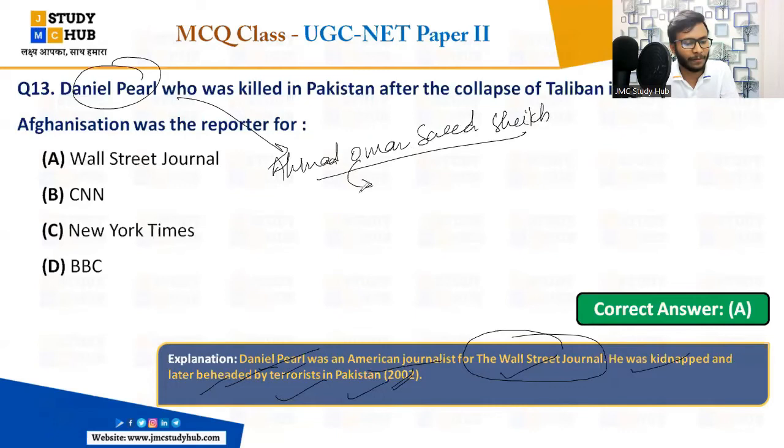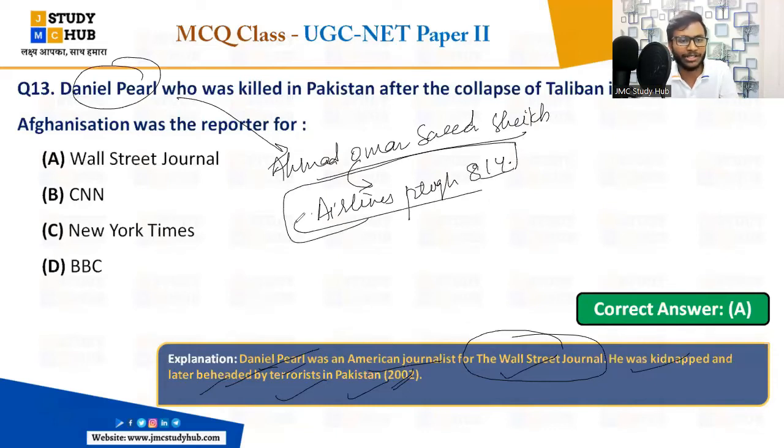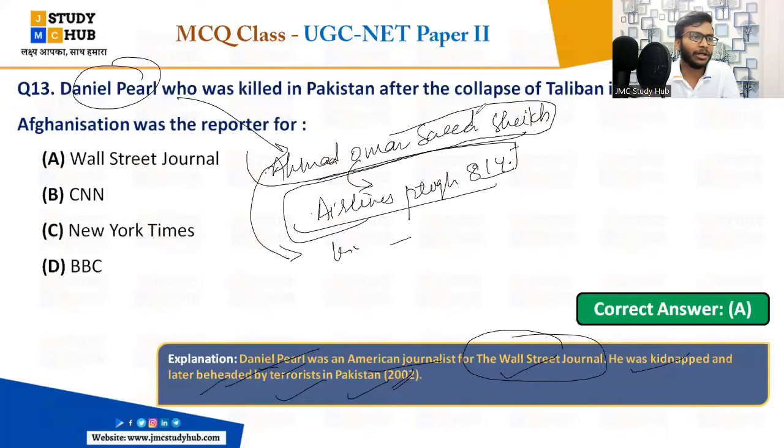Also, when the Indian airlines flight 814 was hijacked, there was an exchange of passengers at that time, and the kidnap of Western citizens also. Ahmed Omar Saeed Sheikh killed Daniel Pearl, the reporter of the Wall Street Journal. Very much important.